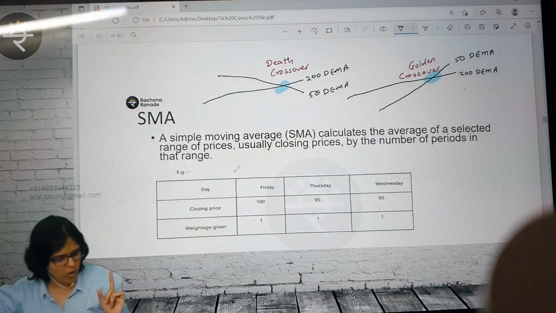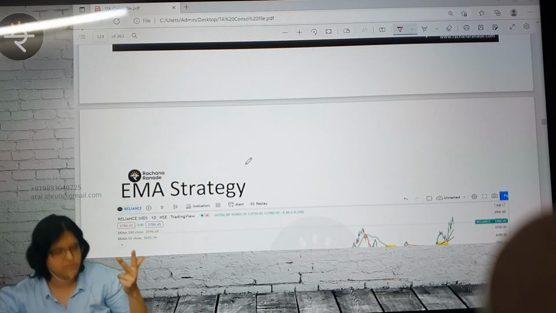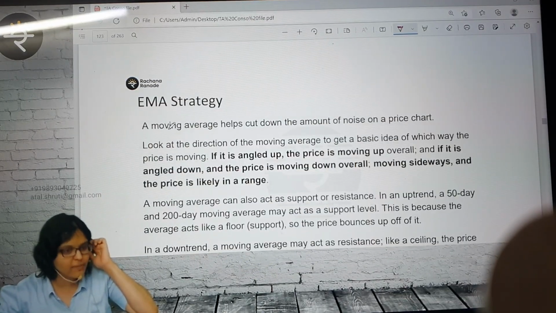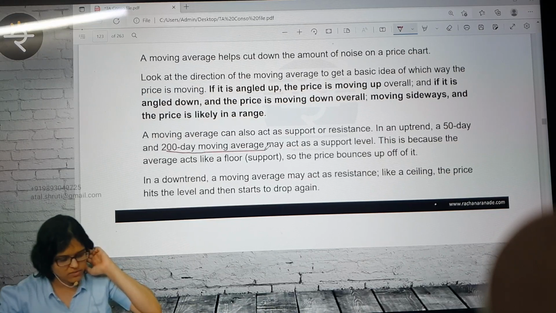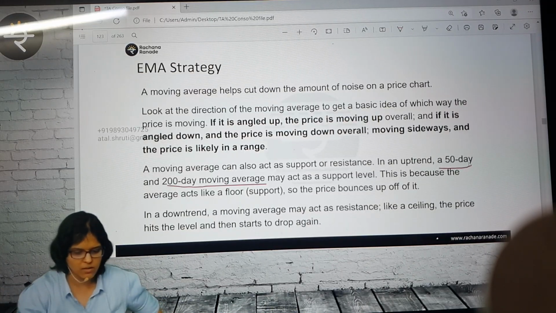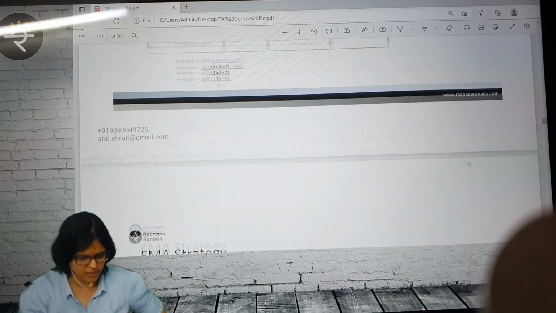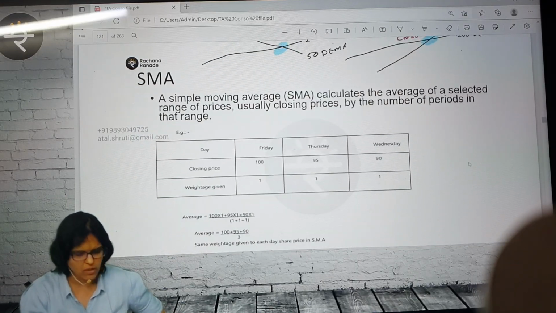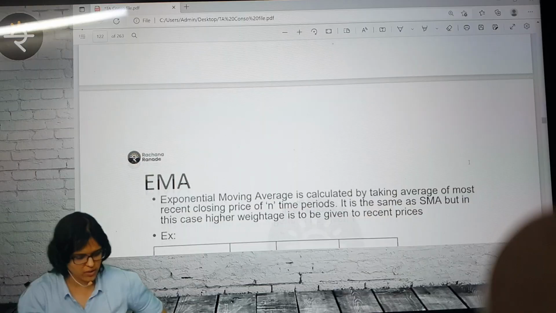Whether you take 50 and 100, or there is also one more theory of 9, 13, and 26. So what we have given in our notes, here you can see the EMA strategy in our notes. Can you see a 200 day moving average and 50 day moving average? Mine is a consolidated version. I have a little bit more data with me. That's okay. So you have the simple moving average with you, that chart, okay. Then you have the exponential moving average.